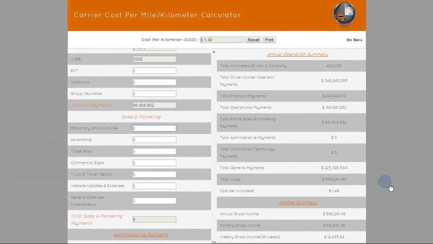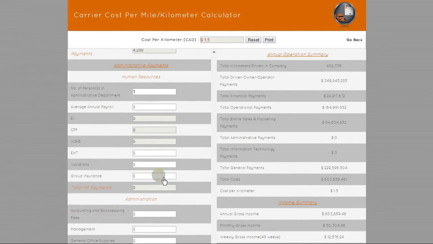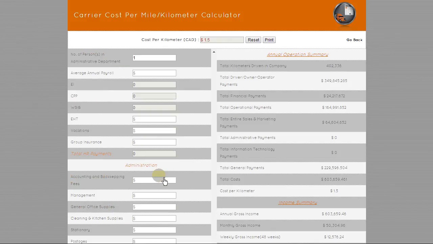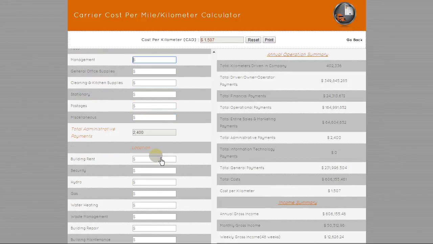Now, think about the cost associated with any marketing collateral you have for branding your service. Do you have any stationery items with your brand? Any advertising, trade shows, truck and trailer decals, website, or any other? Please enter those in the sales and marketing section. Next, enter any costs associated with hiring any administrative staff, such as HR. Any other administration expenses, such as accounting and bookkeeping fees, management fees, general office supplies, cleaning and kitchen supplies, stationery, postage, and other miscellaneous costs.